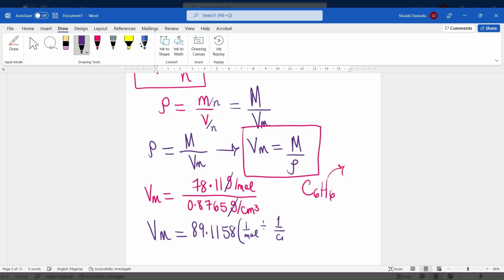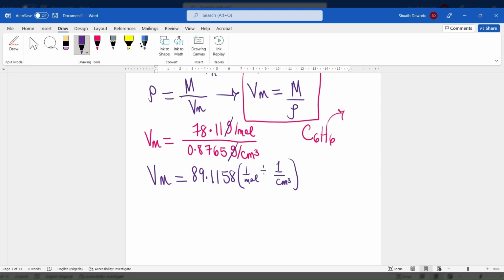I'm sure you guys are wondering, why is she going through so much detail? I'm going through so much detail because sometimes when you're very confident with what you're doing, you may start to ignore the important parts. So 1 over mole divided by 1 over centimeter cube is the same thing as 1 over mole times centimeter cube over 1, which is the same thing as centimeter cube per mole. Don't forget we're solving for molar volume, so you're going to have the unit for volume divided by the unit for mole. So this is basically our work.